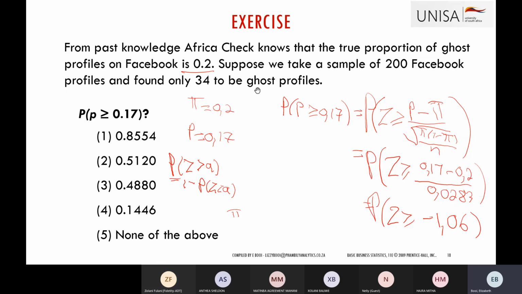Then we go to the table. I'm not going to show the table. We go to the negative side of the table and we look for minus 1.0 and 6. 0, 1, 2, 3, 4, 5, 6. And we find that it is 0.1446.